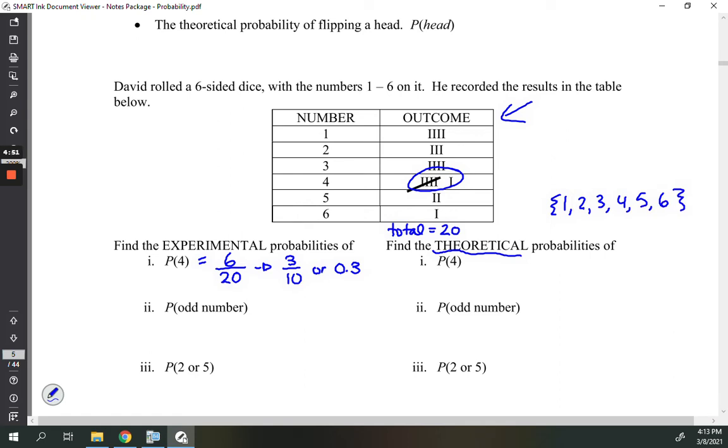So the probability of getting a 4, you have 1 out of a total of 6 different options to get a 4. So you can see that theoretical probability is a little bit different than his experimental probability. Experiments aren't always exact matches, but the more that David rolled this dice, if he did this like 1,000,000 times, the closer his experimental probability should match the theoretical probability.